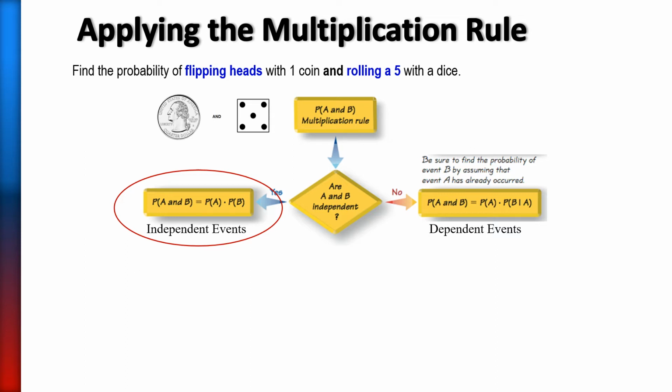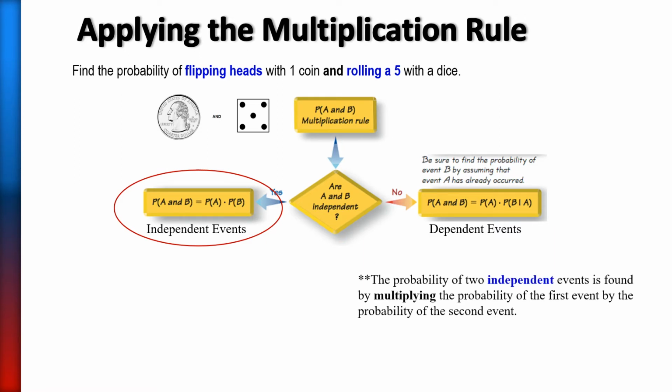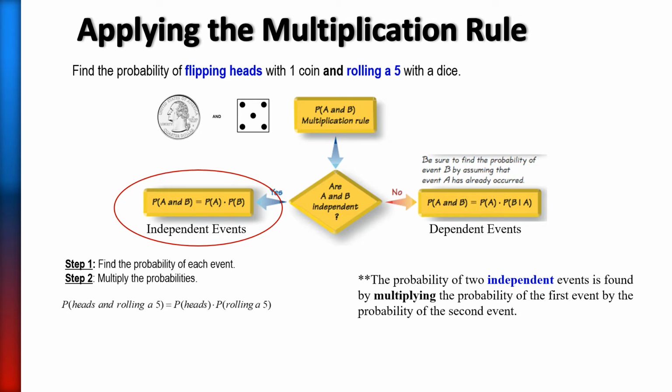When you have independent events, all you have to do is find the probability of each one and then multiply them together. Again, the probability of two independent events is found by multiplying the probability of the first event by the probability of the second event. So let's start with the first event, the probability of flipping a coin and landing on heads. Well, you know that a coin has only two sides. One of the sides is heads, so that's going to be 1 over 2, which is a 1/2 probability of that occurring. Event 2, or event B, is rolling a dice and landing on a 5.